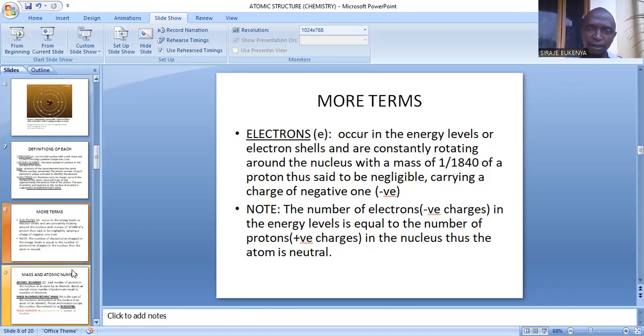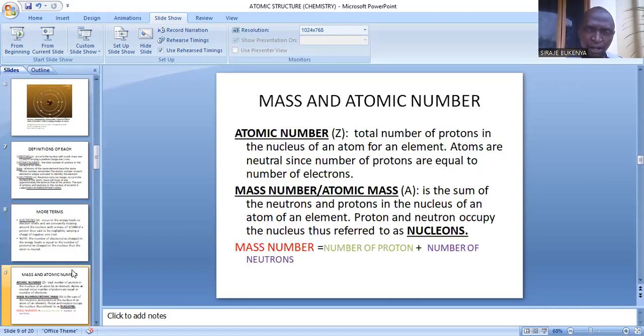Now, the mass and atomic number. What you call the atomic number, symbolized by Z, is the total number of protons in the nucleus of an atom, of an element. Atoms are neutral since we have said the protons are equal to the number of the electrons. So you know the positive charge is balancing the negative charge.